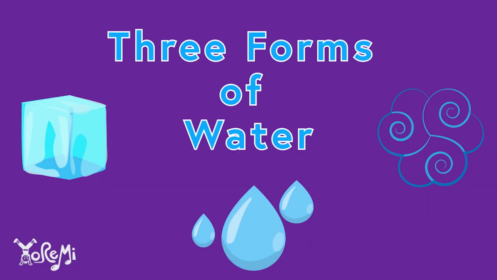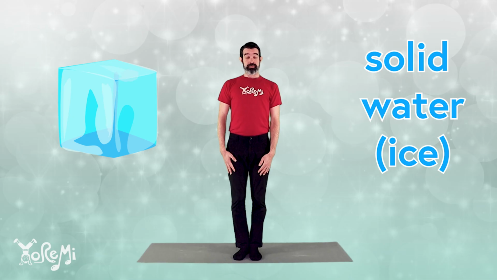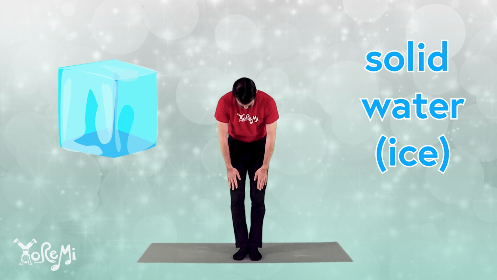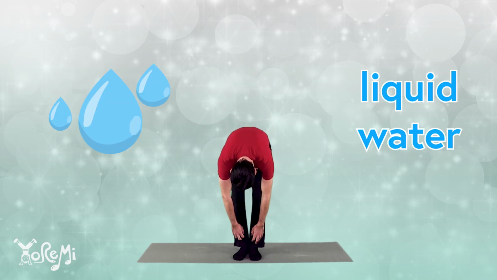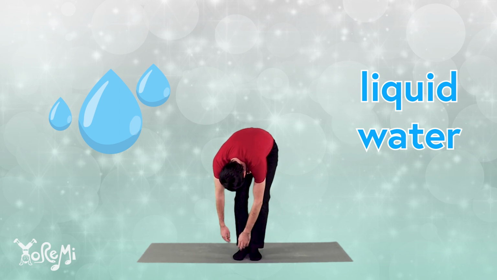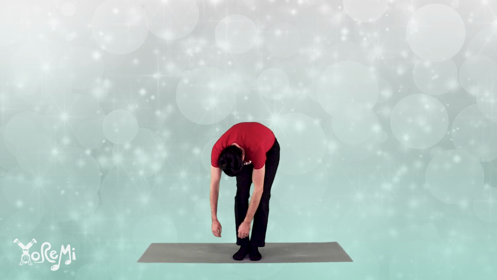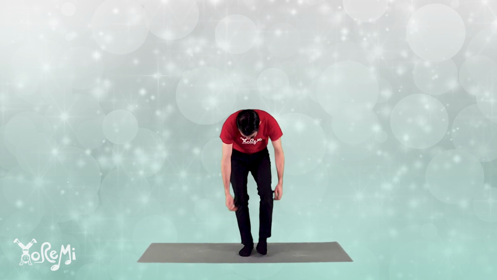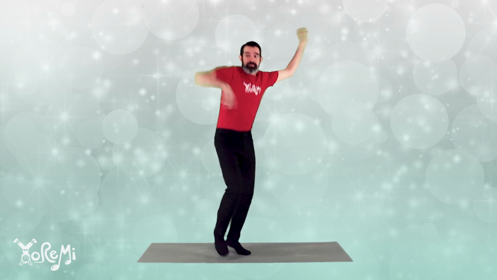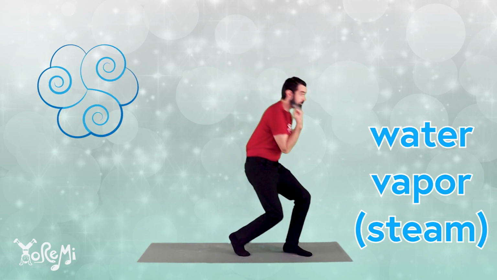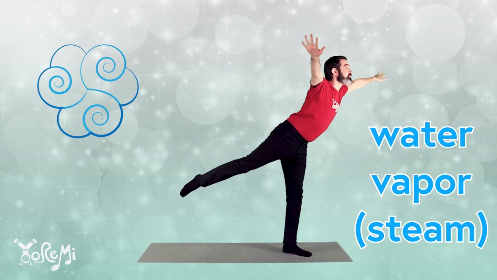As water warms up, it takes different shapes. Let's warm up like water. We start frozen like ice. As we get warmer, the ice melts and we start to move as liquid water. As we heat up even more, we boil and we go faster and faster and faster until we heat up so much, we move so fast that we turn into water vapor in the air. Whoosh.